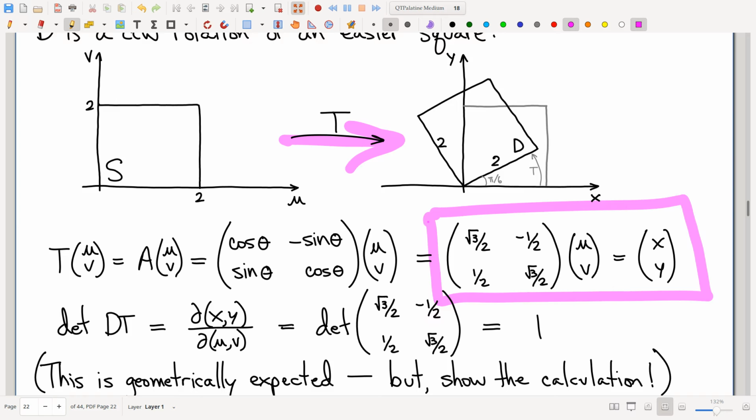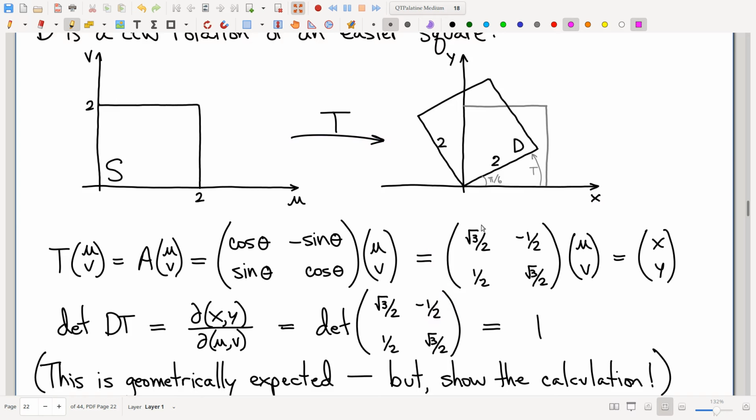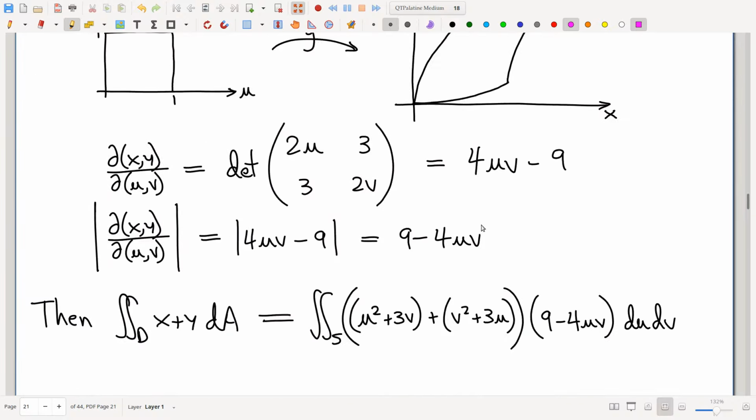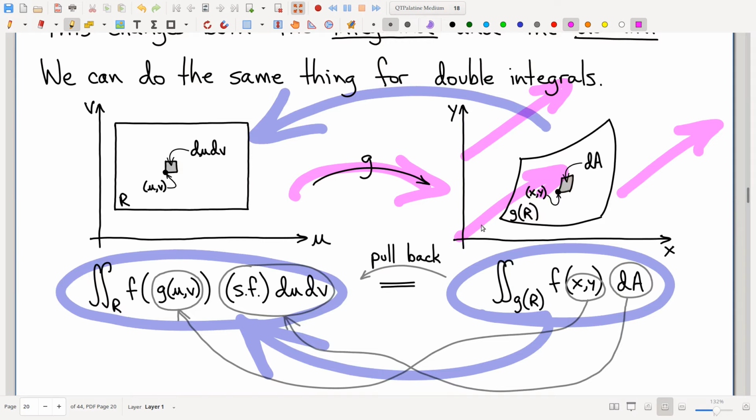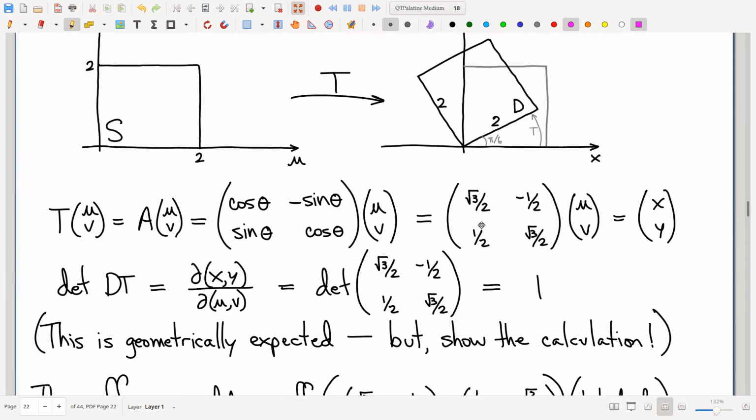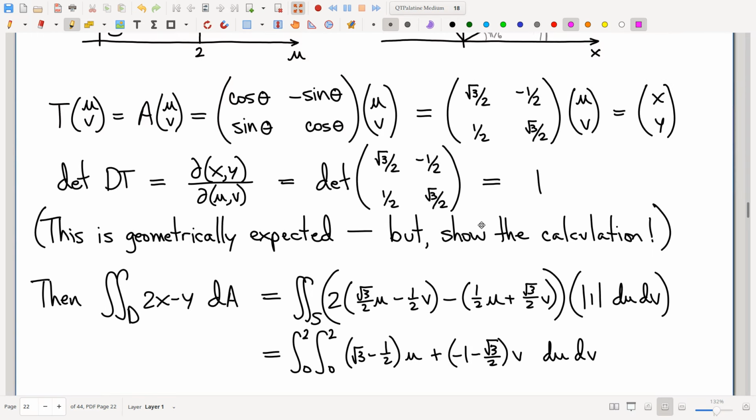Okay, so now it's just a matter of using the formula. And again, we have our formula right back here. So basically just plug in. Don't forget to insert your stretching factor. So here we go. We're going to compute that stretching factor.